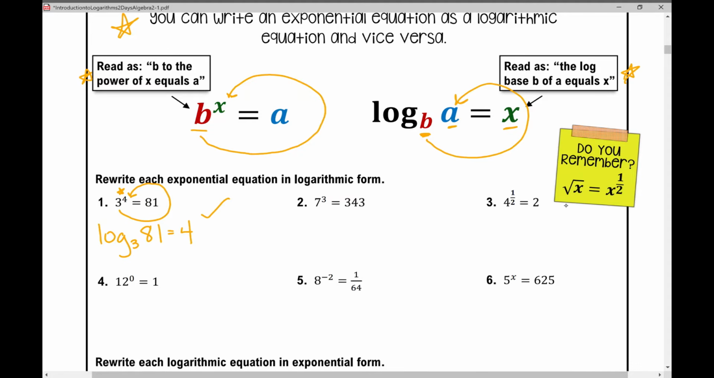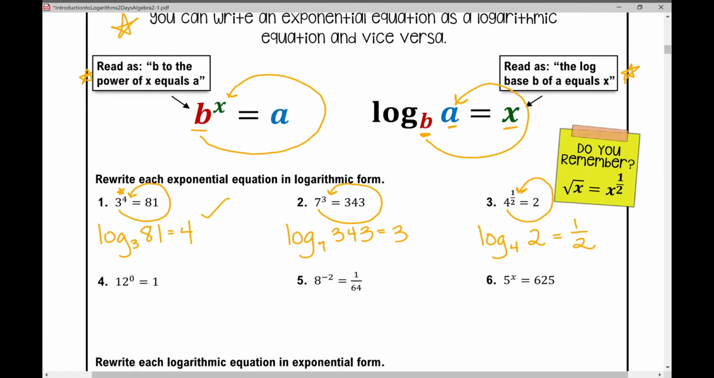Let's rewrite number 2. Log base 7 of 343 equals 3. Same thing over here. Log base 4 of 2 equals 1/2. I just want to remind you that the only rational exponent we're going to be working with today is an exponent that's 1/2.